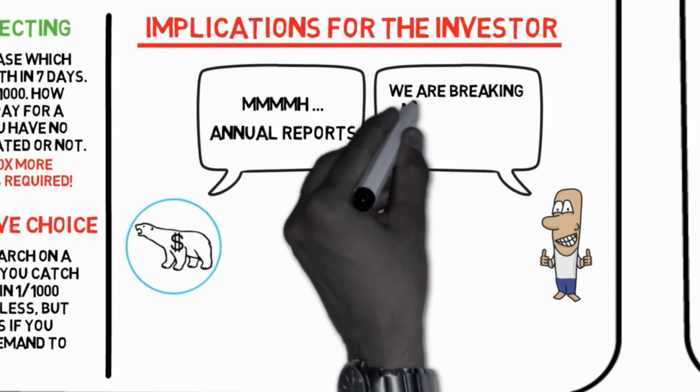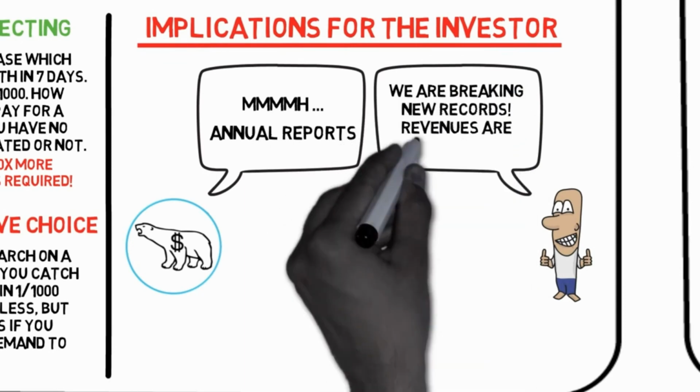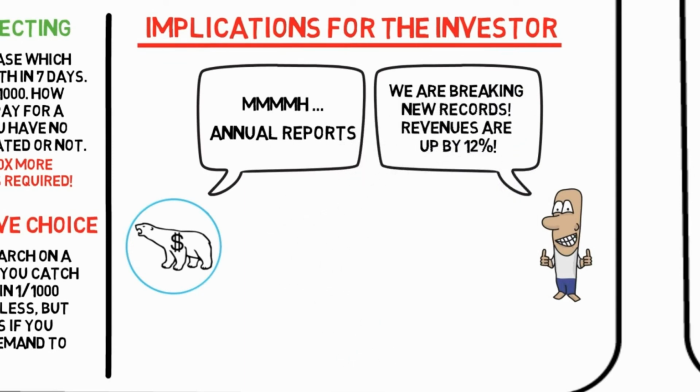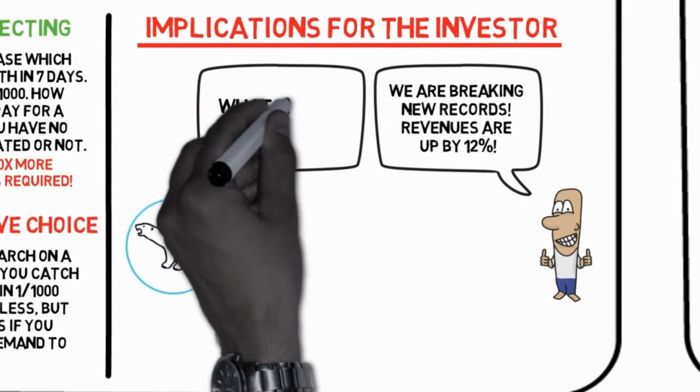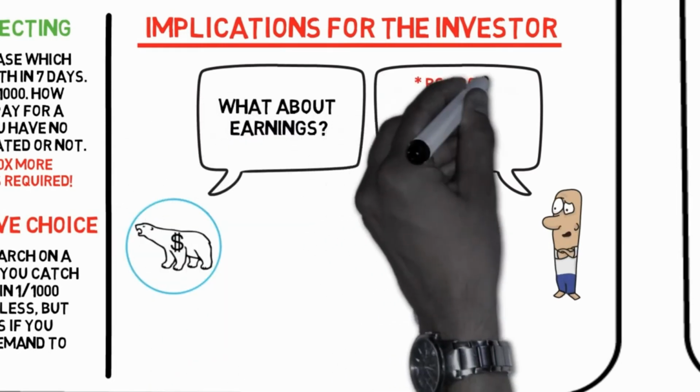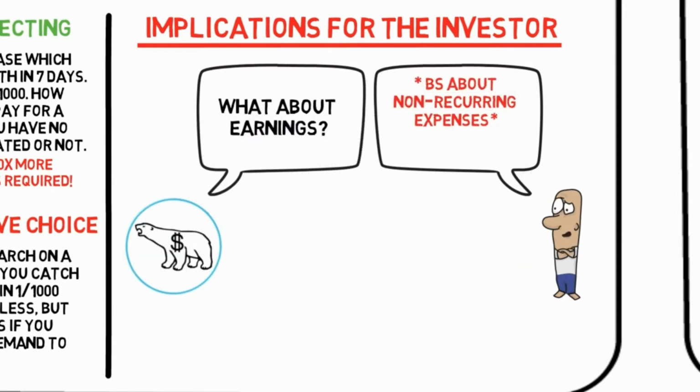Our company is breaking new records this year. Our revenues are up 12% compared to last year. When you see something like this, you must insist on digging deeper. This might be great and all, but what about earnings? Oh, well, we had a temporary increase in procurement costs and experienced increased competition, so our marketing costs also increased. Earnings are down by 20%.